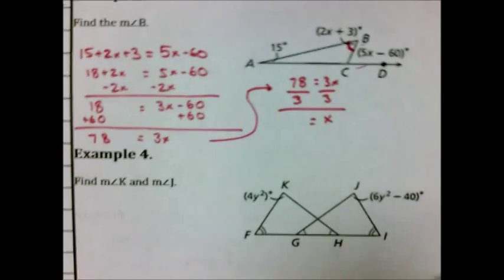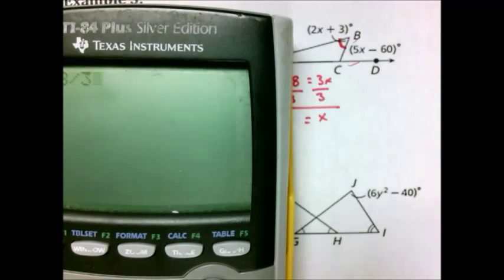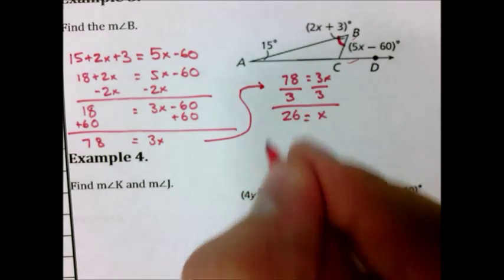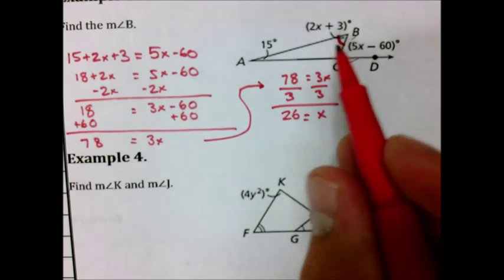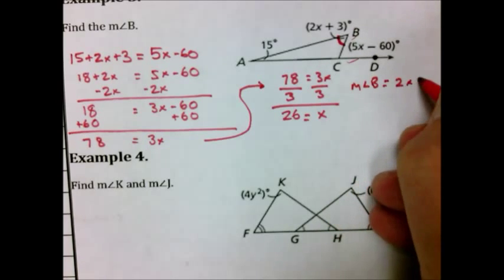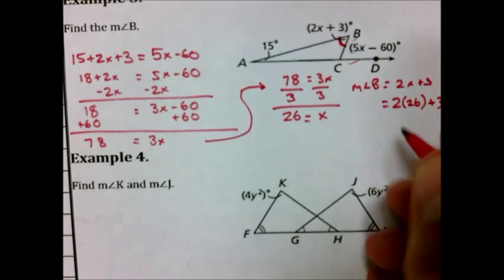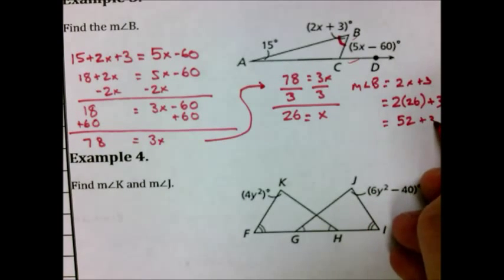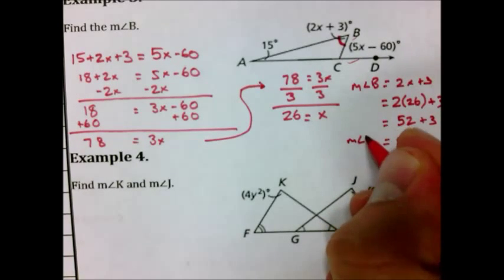I'm not that great at some math, not as good as some of you guys, so I take my calculator, take 78 divided by 3, and I see that that's 26, so x is equal to 26. Now that I know x is equal to 26, I can plug that back into this equation and solve for the measure of angle B. So the measure of angle B is equal to 2x plus 3. We're just going to plug 26 in for x. 2 times 26 is 52, and I know that because 2 times 25 is 50. And we end up getting 55 degrees as the measure of angle B.